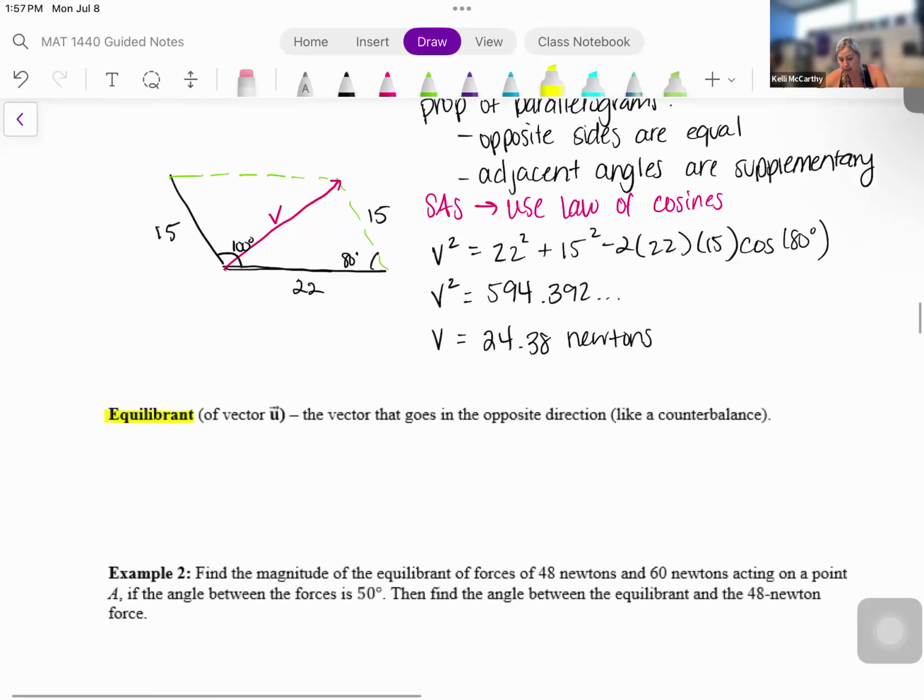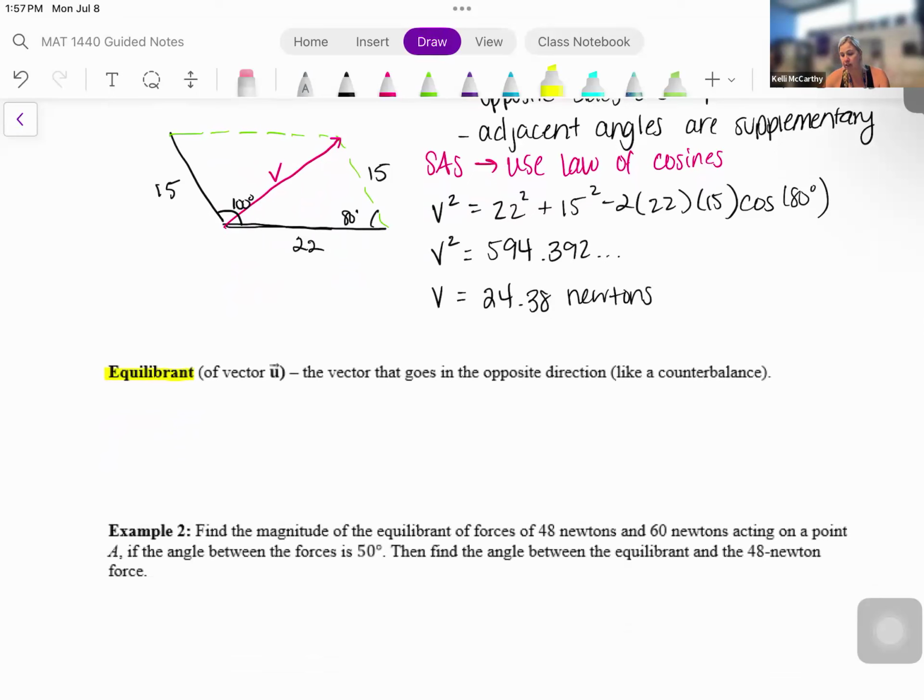The equilibrant of a vector is the vector that goes in the opposite direction. So it acts kind of like a counterbalance from that initial point. So if I have my vector with an initial point V, the equilibrant just starts at that same point but goes in the opposite direction.